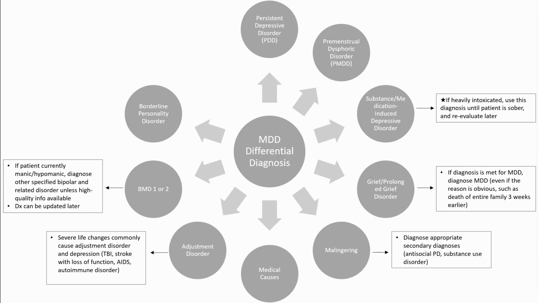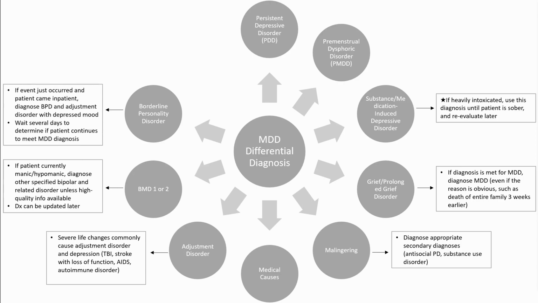Patients with borderline personality disorder can also have comorbid major depressive disorder. If a patient with a known history of borderline personality disorder presents inpatient or to the ED with a recent suicide or self-harm attempt, your diagnosis might initially be borderline personality disorder and adjustment disorder with depressed mood until you have some more information and timeline of events. If a traumatic event has occurred and the patient meets criteria for MDD and either acute stress disorder or PTSD, you can diagnose both.